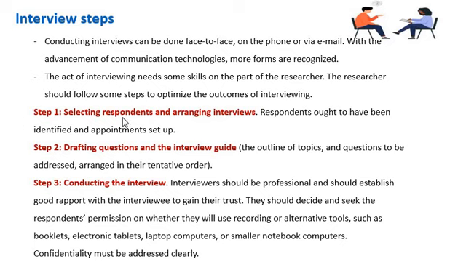Step 1 is selecting respondents and arranging interviews. The selection of the respondents is done via choosing certain sampling strategies, arranging the interviews, arranging the date of the interview, the time and the place. The researcher should have appointments with the interviewees, and he should select a place where there is less noise.